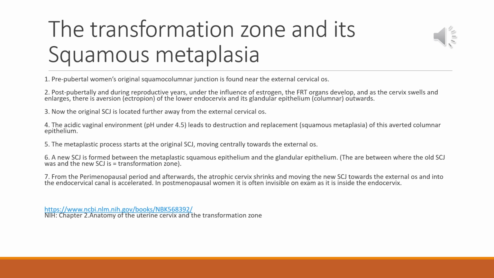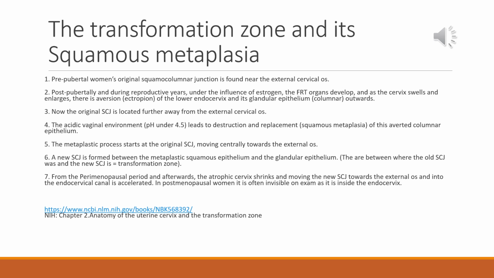epithelium. Now, when the columnar epithelium is so far away from the cervical os and it's not protected anatomically anymore from the pH, we have it receiving damage from the pH, and then we have a reactive process, which we call squamous metaplasia, because the stratified squamous epithelium is more resistant to the pH. 5. The metaplastic process starts at the original squamocolumnar junction, moving centrally towards the external os.